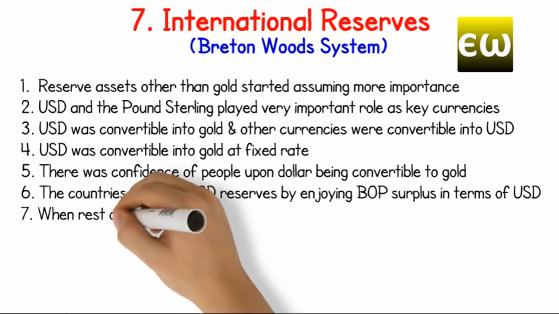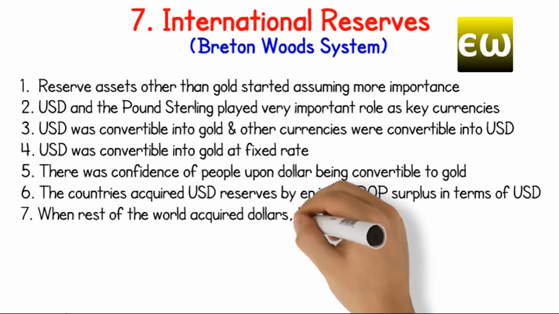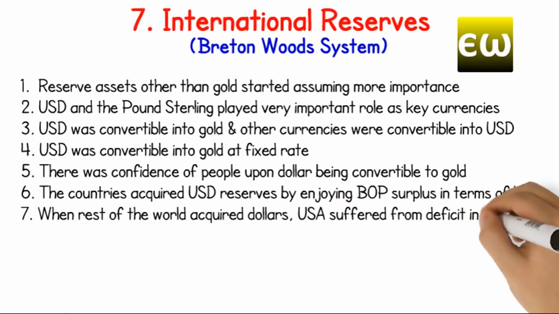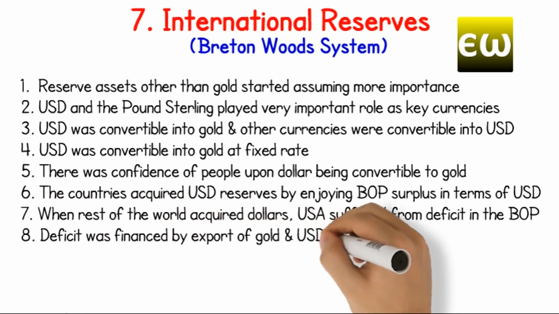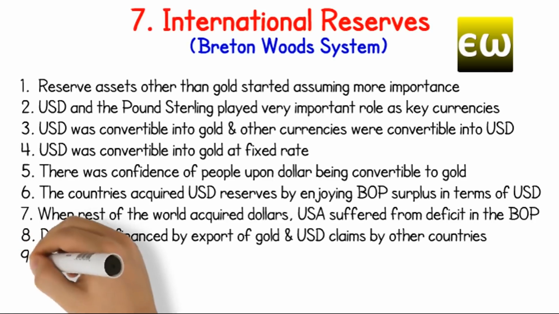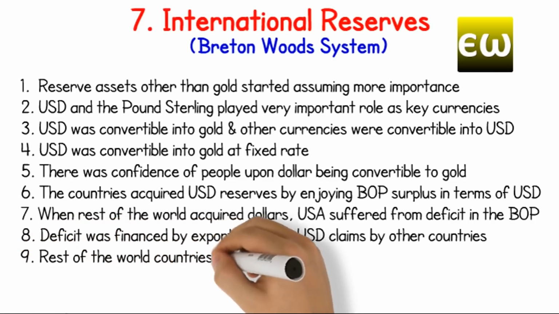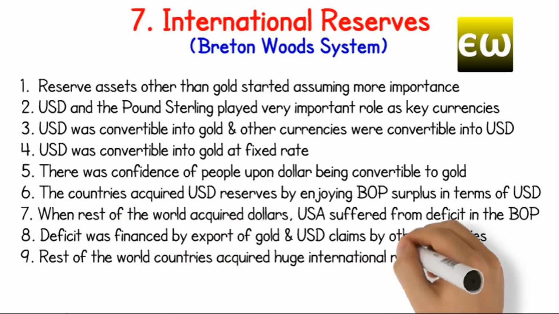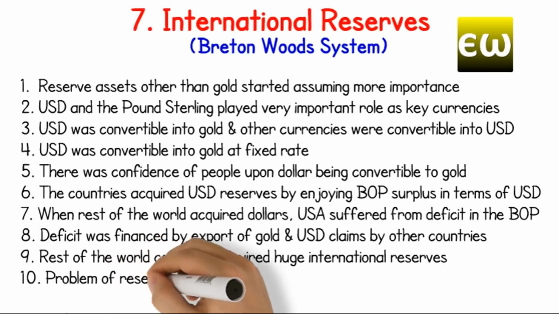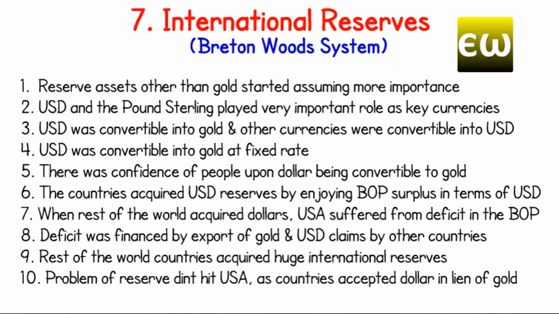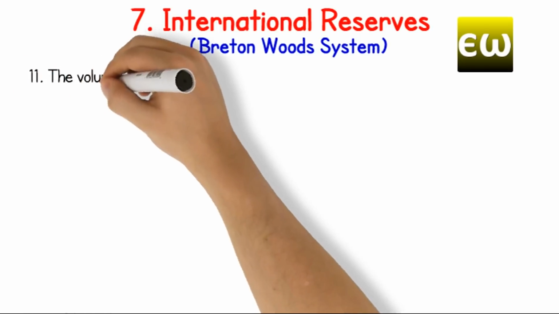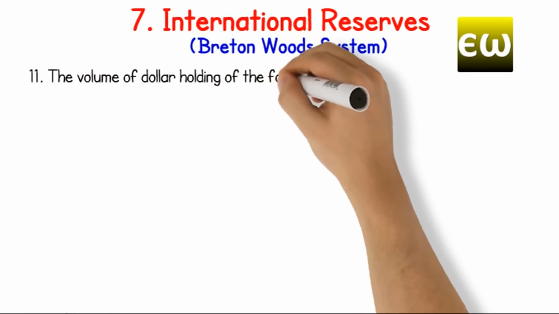When rest of the world acquired dollars, US suffered from deficit in the BOP. Deficit was financed by export of gold and dollar claims by other countries. Rest of the world countries acquired huge international reserves. Problem of reserve didn't hit USA, as countries accepted dollar in lieu of gold. The volume of dollar holding of the foreigners increased.